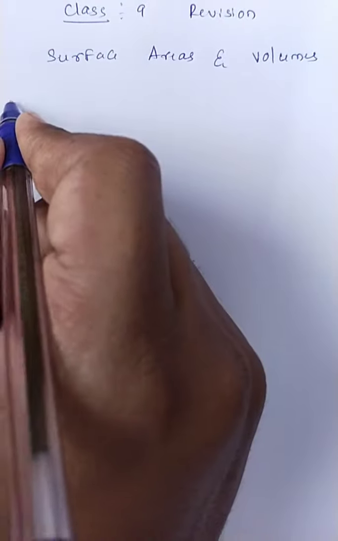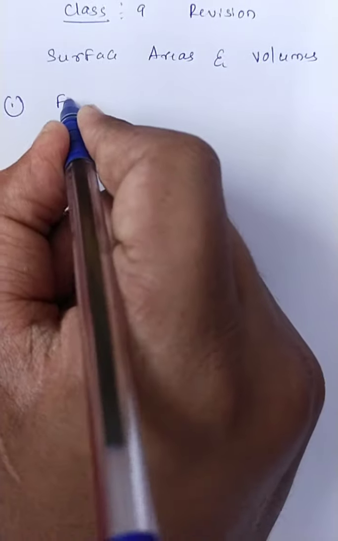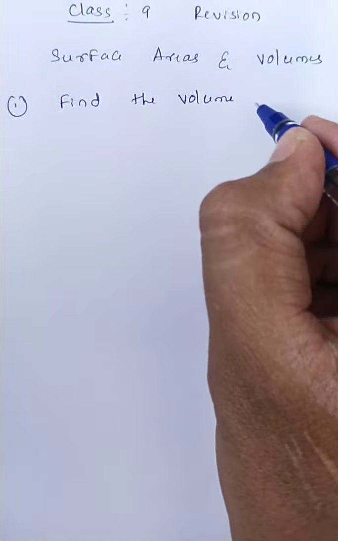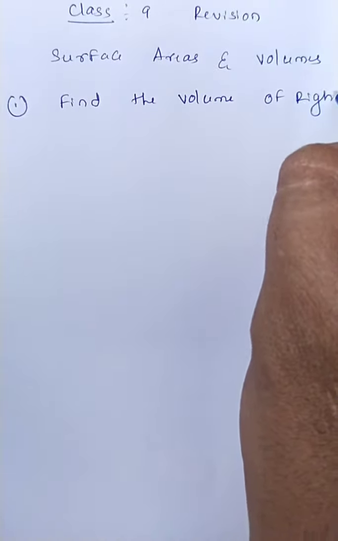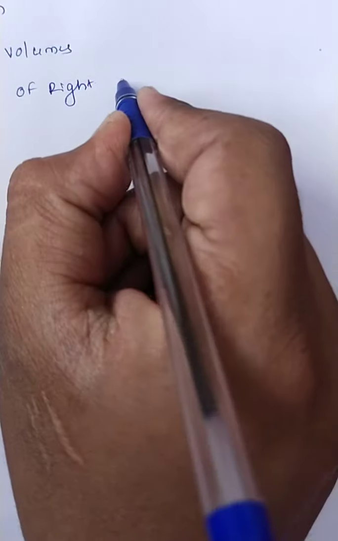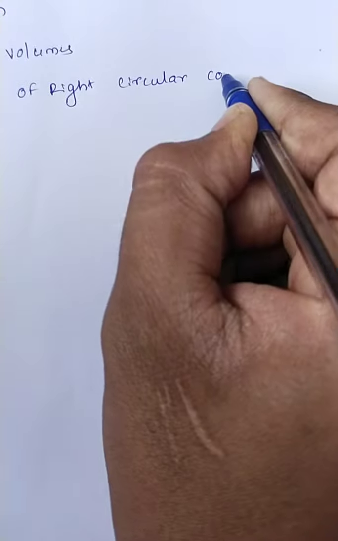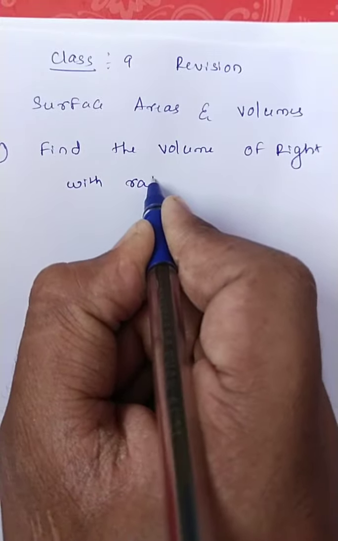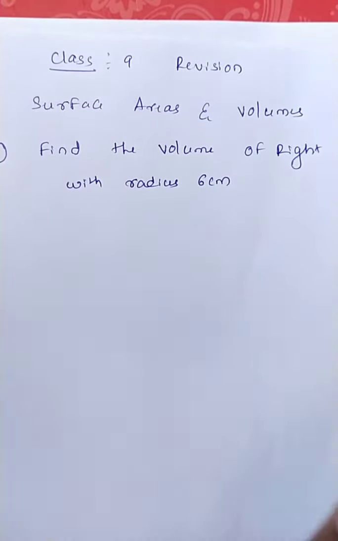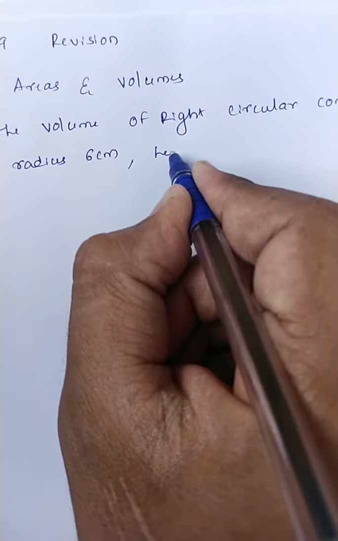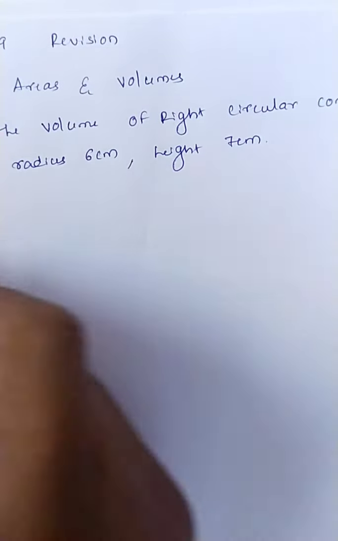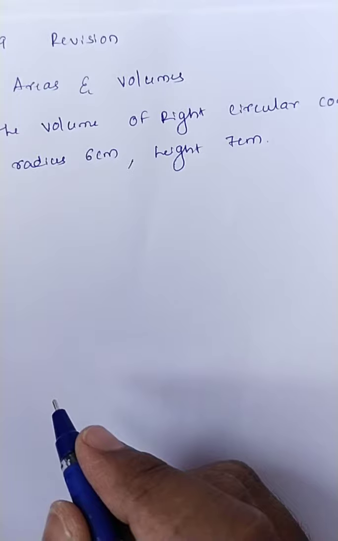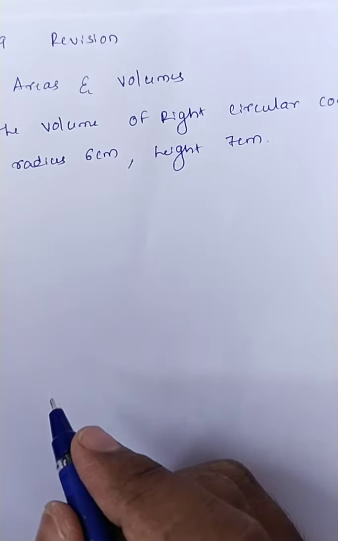See here, the first question I am going to discuss from this is: find the volume of a right circular cone with radius 6 centimeter and height 7 centimeter. See the question. Find the volume of the right circular cone with the radius 6 centimeter and height 7 centimeter.